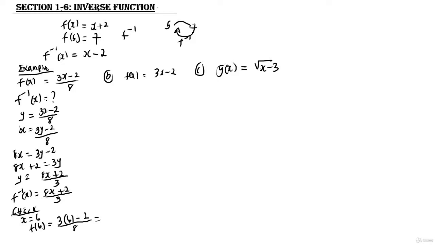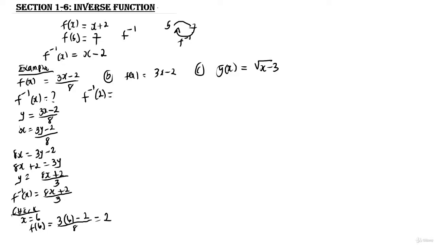3 multiplied by 6 is 18. 18 minus 2 is 16. 16 divided by 8 is going to give us 2. So now we are going to take this value of 2 and plug it into the inverse function. If we get the same value as 6, this means our answer is indeed correct. So let's check. We are going to say f to the power of minus 1 of 2. So we are going to plug this 2 into the inverse function.